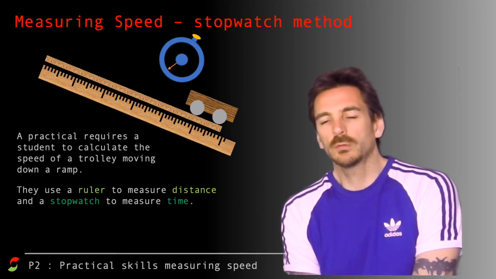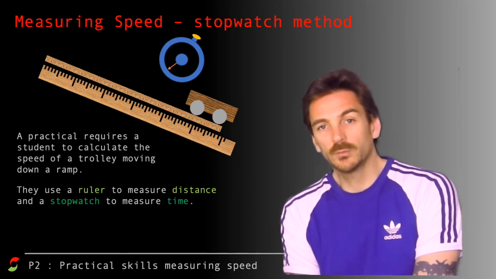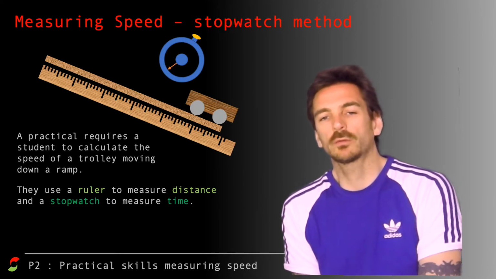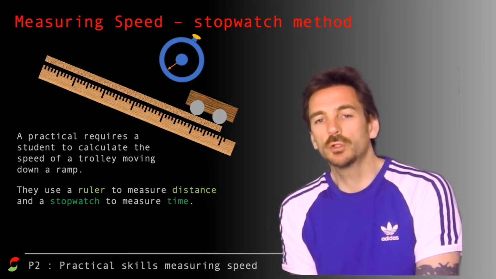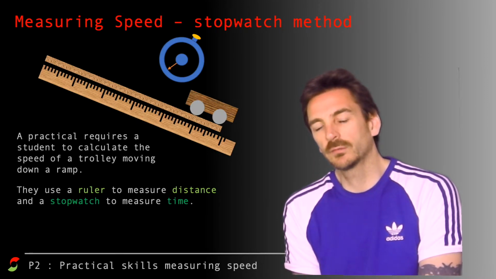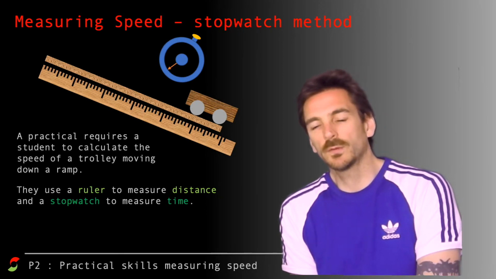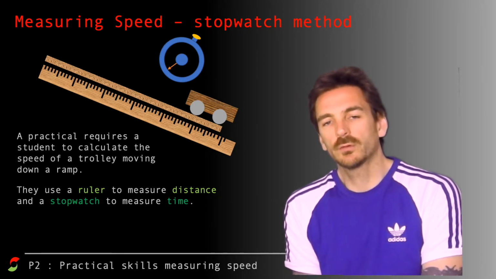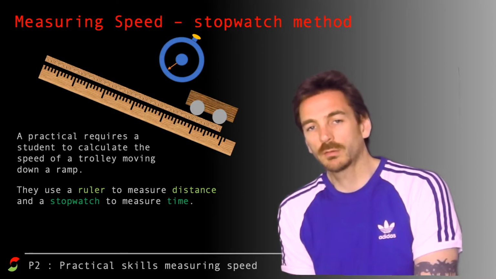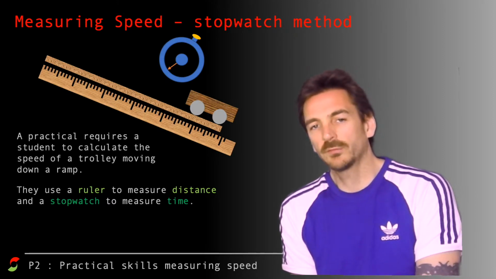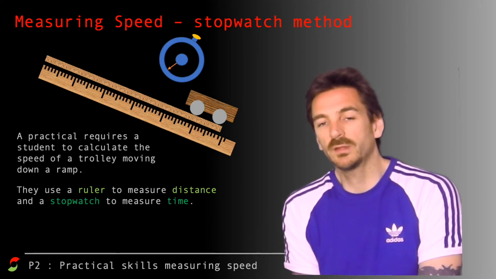And what they're going to do is use the ruler to measure the distance and the stopwatch to measure the time. And it's important whenever you get asked a question about how would you do something in a practical sense, that you pair up the variable that you're measuring with the device that you're going to measure it with. For instance, don't just say measure the length. You've got to say measure the length with a ruler. Don't say measure the time, say measure the time with a stopwatch. Be very specific with what you're going to use.